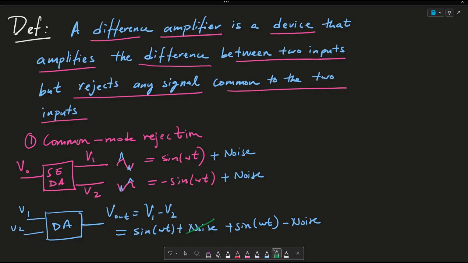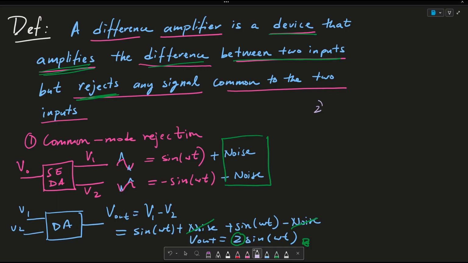So as a result, my noise cancels out, and I'm left with V out equating to 2 sine omega t. So this is what we mean when we say that the device amplifies. Again, we're amplifying our input signal by 2. The difference between the two inputs, but it rejects any signal common to the two inputs. The common signal in this case is this noise. I hope this first example of where we're trying to go makes sense.